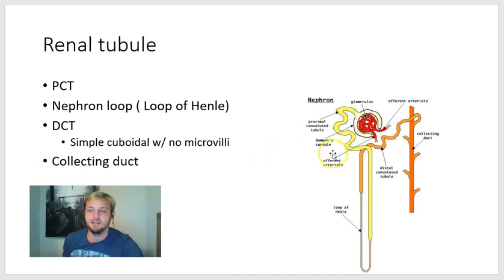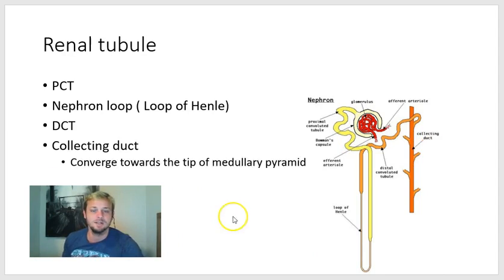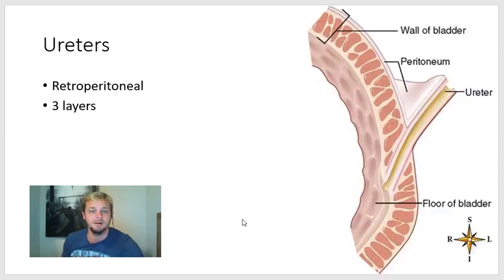Then we get down to the distal convoluted tubule. Also, simple cuboidal epithelium, but this time it doesn't have microvilli. And so if you're looking at a kidney slide, if it looks like the cuboidal cells have little brush border or hairs on it, those are going to be proximal, where the ones that don't are going to be distal. And then the distal goes into a collecting duct. Those collecting ducts go to the tip of the medullary pyramid at the papillae and empty into those minor calyces.